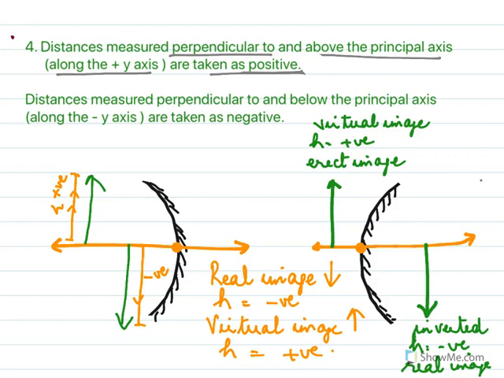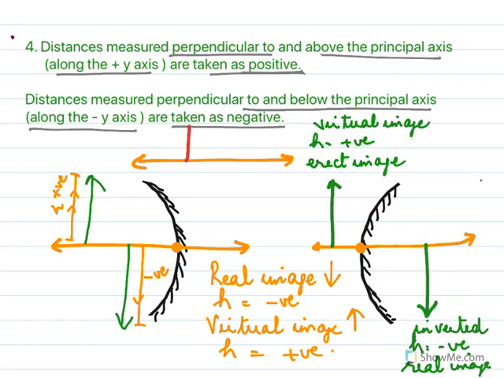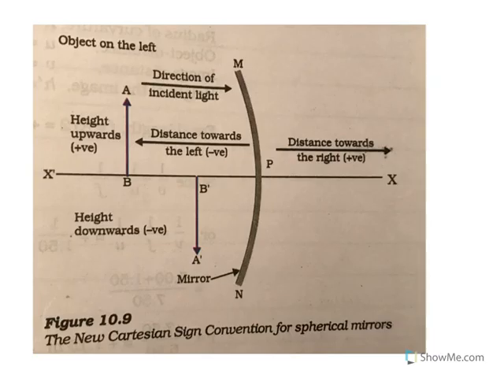We have not read it, but we've already discussed it. Distances measured perpendicular to and below the principal axis along the y-axis are taken as negative. So whatever you measure below the principal axis is taken as negative, and whatever is above is taken as positive. So we have the principal axis here. Whatever you measure above is taken positive, and whatever you measure below is taken as negative.